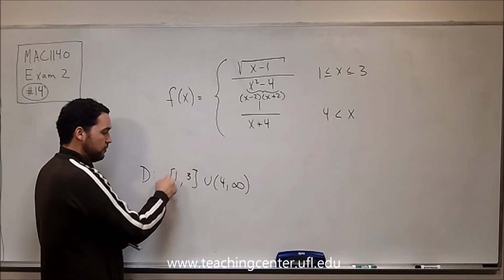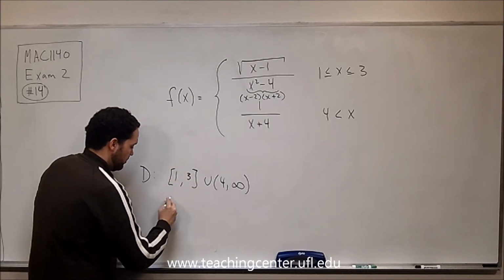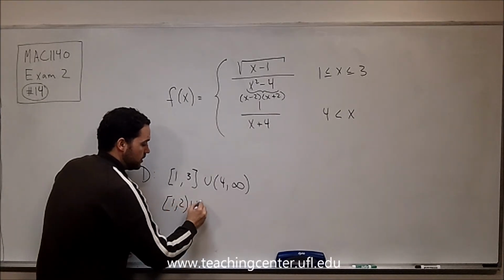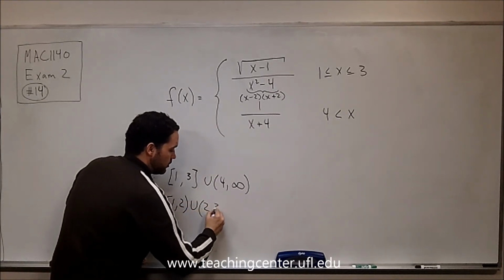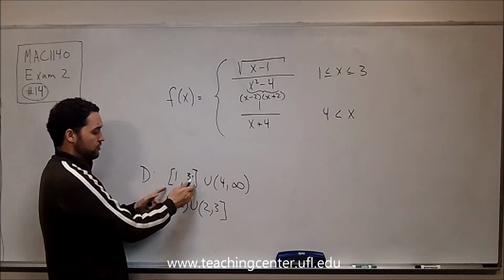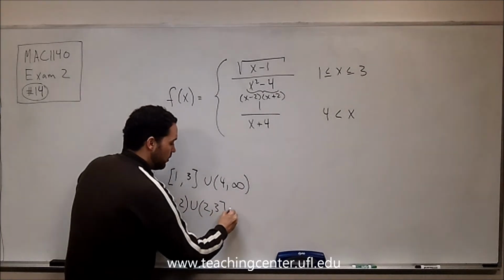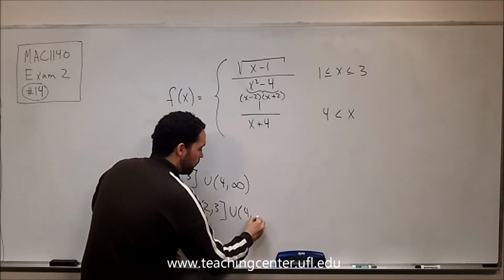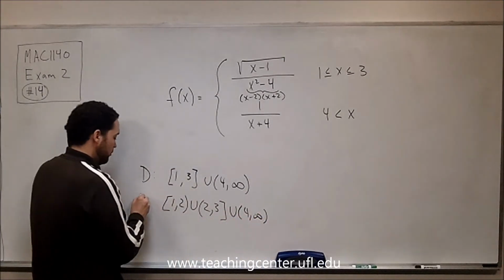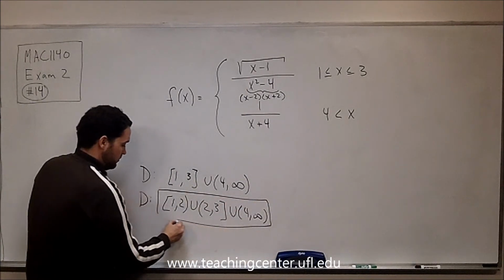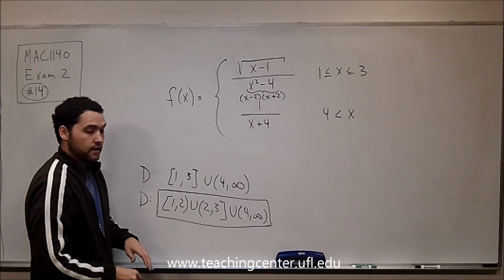So now this part here becomes bracket 1 to 2 parenthesis, union, parenthesis 2 to 3 bracket, because you still stay the same, but you're going to be skipping over that value of 2. And then you can do union, parenthesis 4, infinity parenthesis. So this is going to be what the domain of this function turns out to be. And that is your final answer.